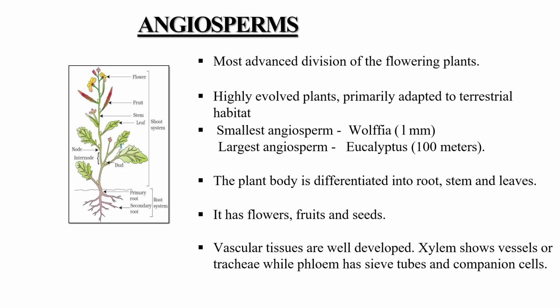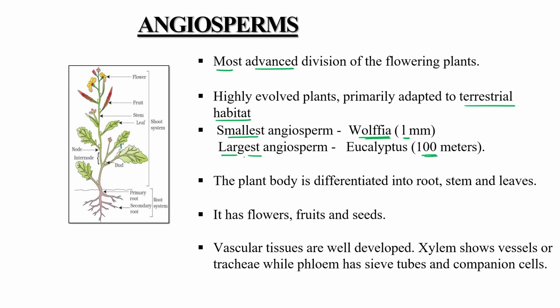So now today's main topic is angiosperm. This is the most advanced division. These are highly evolved, primarily adapted to the terrestrial habitat. And these are some general knowledge questions which very frequently come in various competitive examinations. Which one is the smallest angiosperm? Wolffia is the correct answer, and the size of Wolffia is about 1 millimeter. Which one is the largest? Eucalyptus, with a size of maximum 100 meters, right?